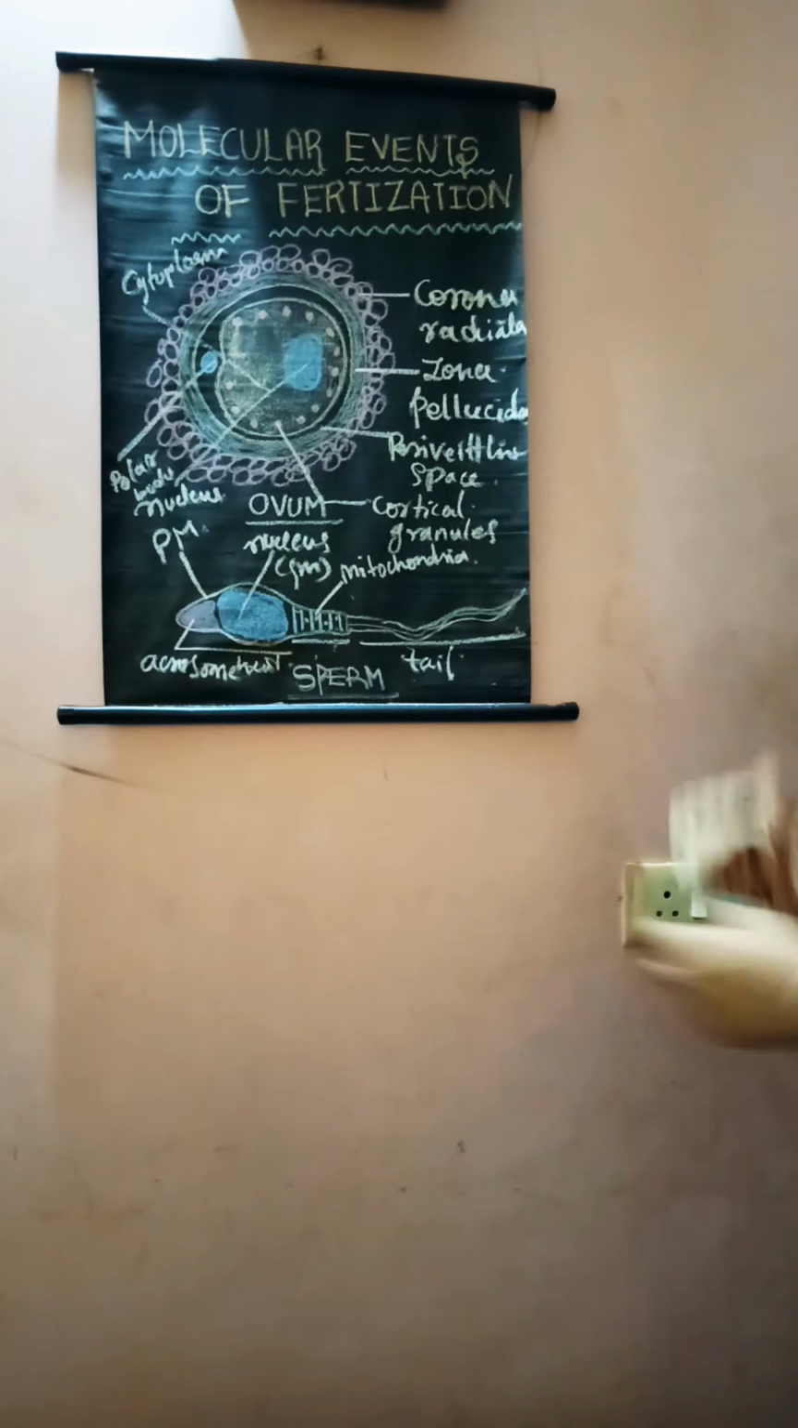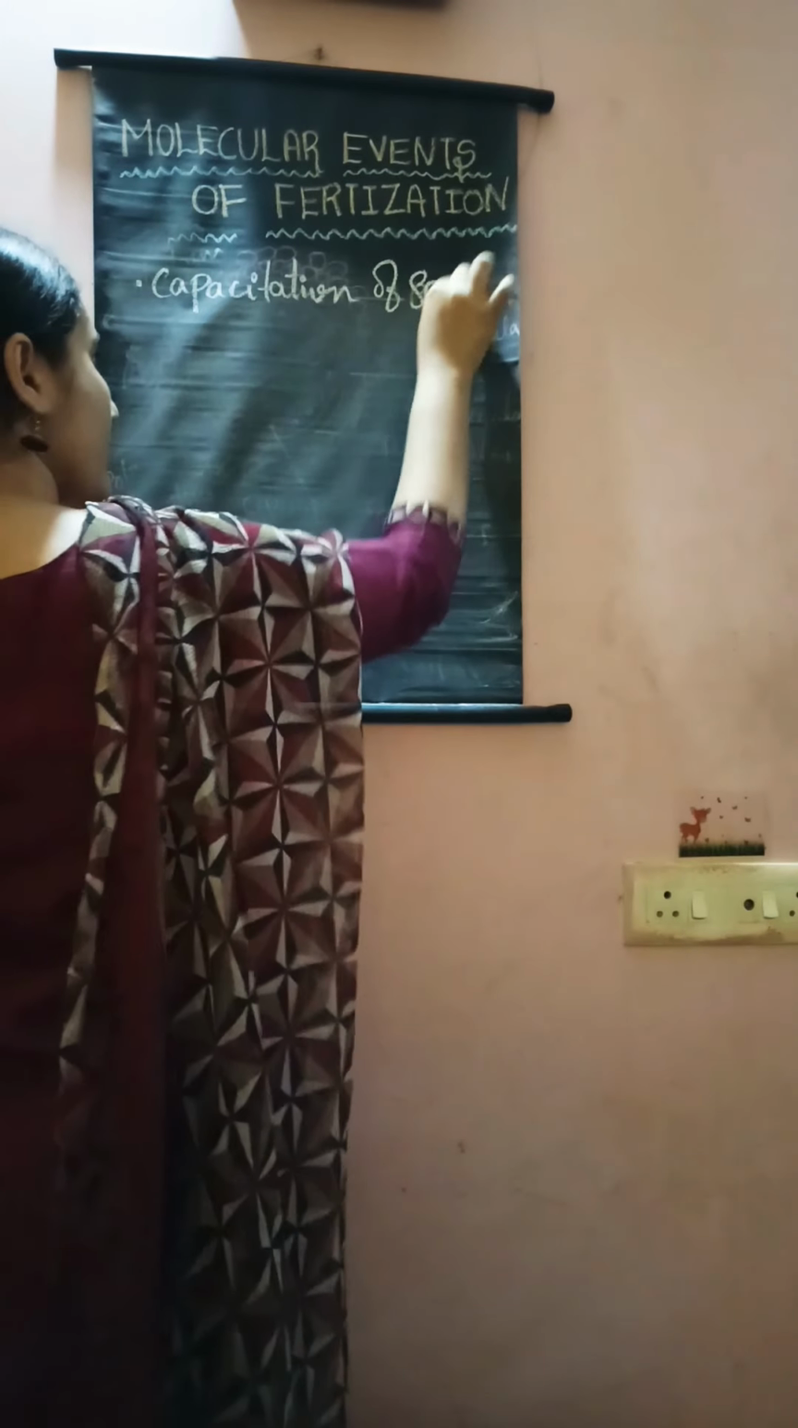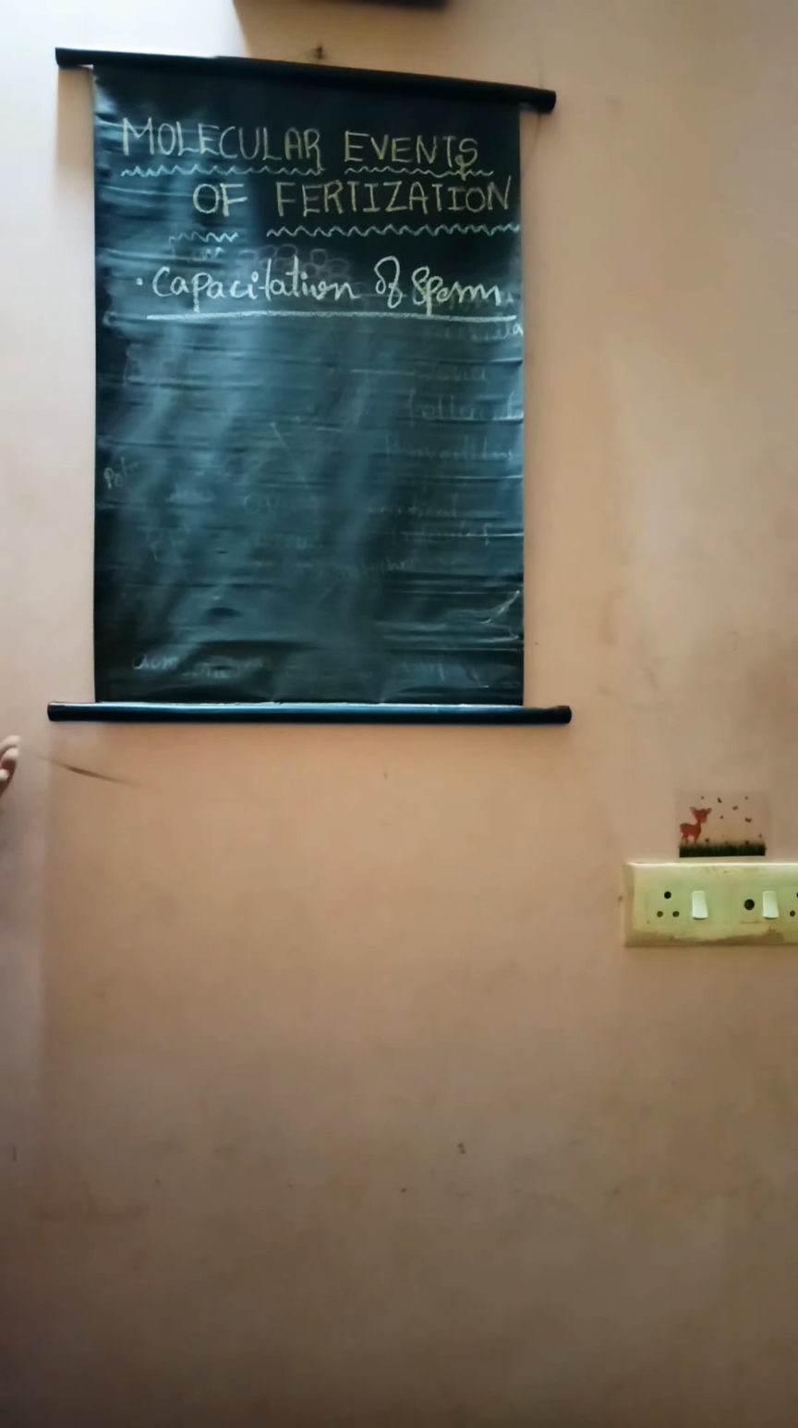Now let's go into detail of our topic, the molecular events of fertilization. The molecular events of fertilization are classified into several steps. First is capacitation of sperm. What is meant by capacitation of sperm? Capacitation of sperm means making a sperm ready to fuse with an egg cell.